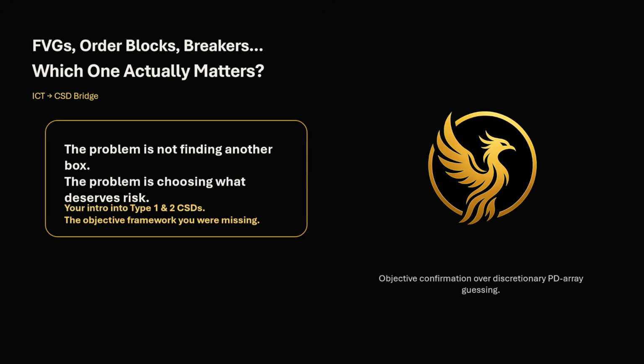That is where changing the state of delivery becomes important. In this video, I'll show you how CSD can help bridge the gap between finding a possible location and receiving objective confirmation. This is where your introduction to Type 1 and Type 2 CSDs and the objective framework that you may have been missing from your execution, right? The 2022 model works, the silver bullet model works, all of those models can work, but you need an objective approach to how you enter these trades.